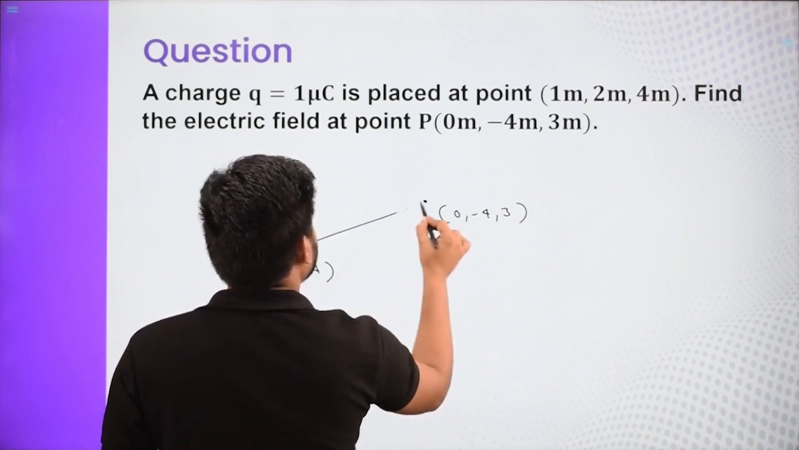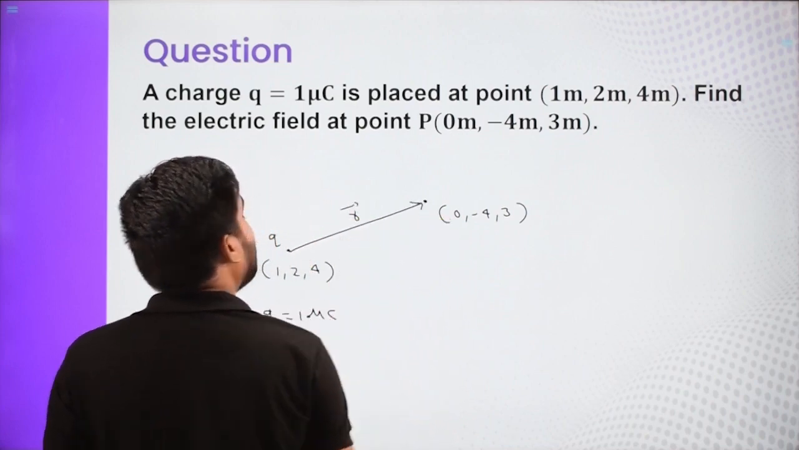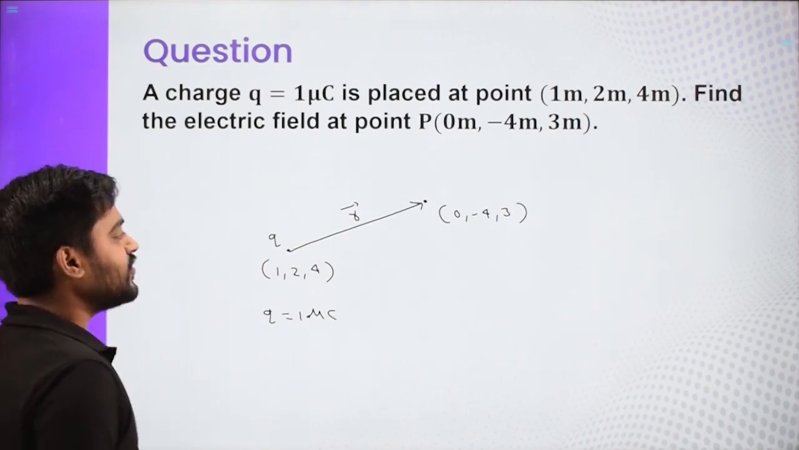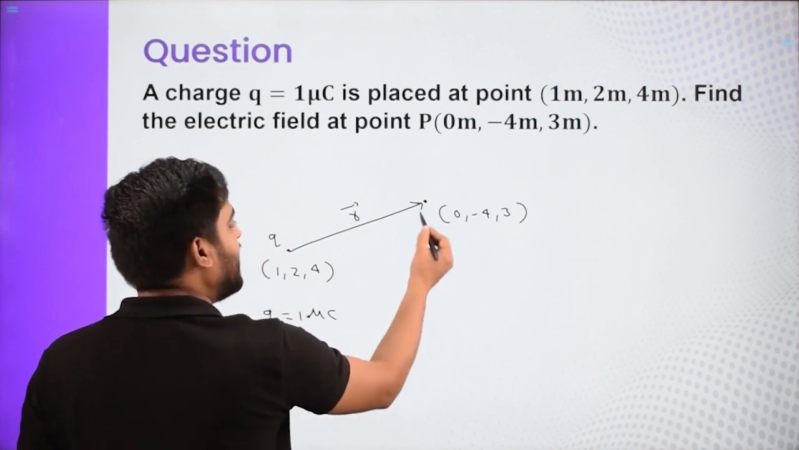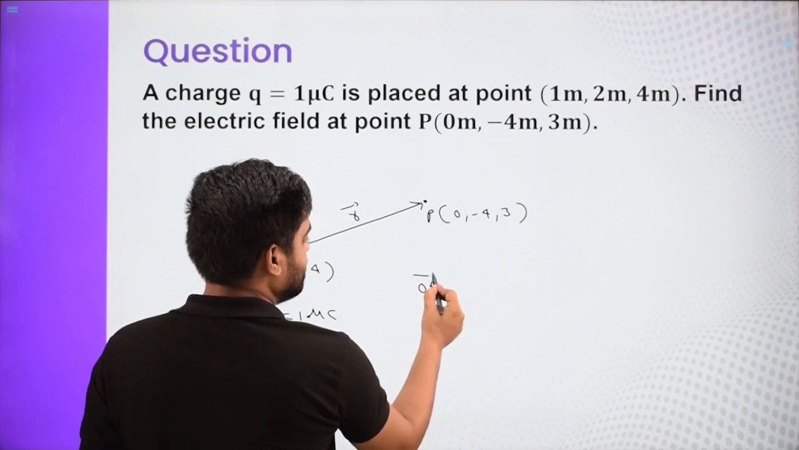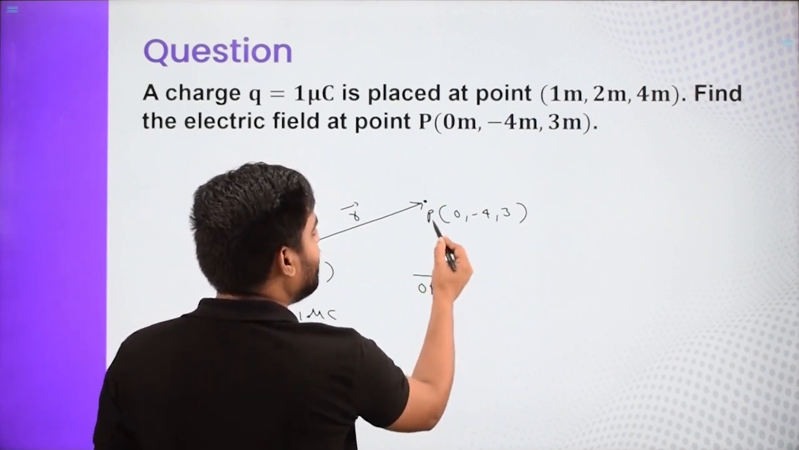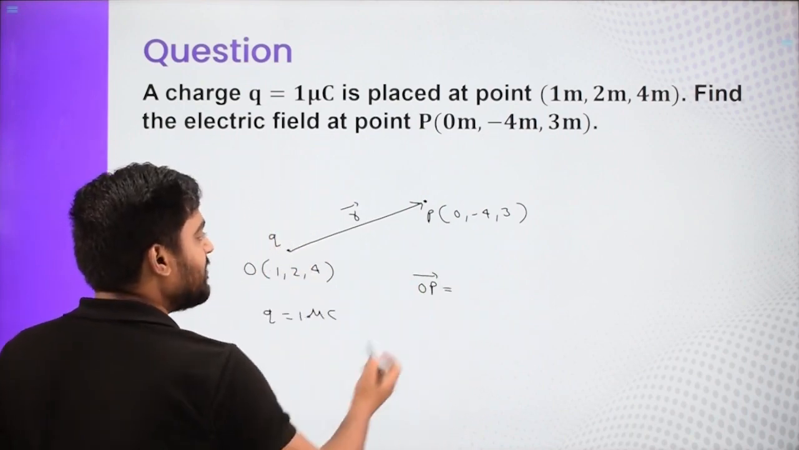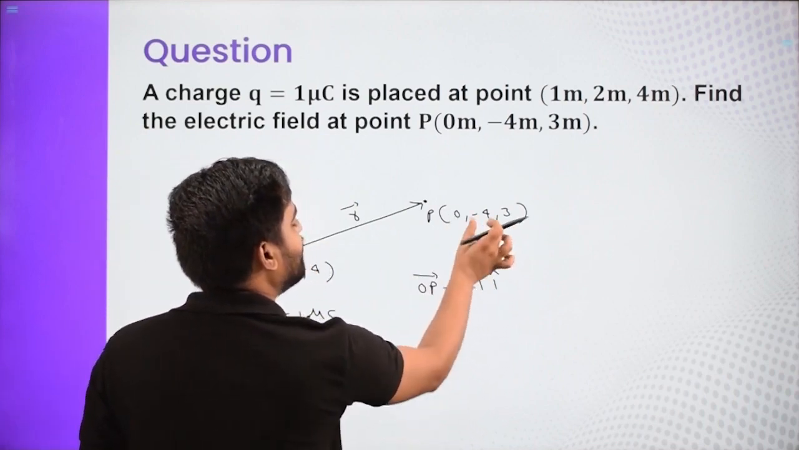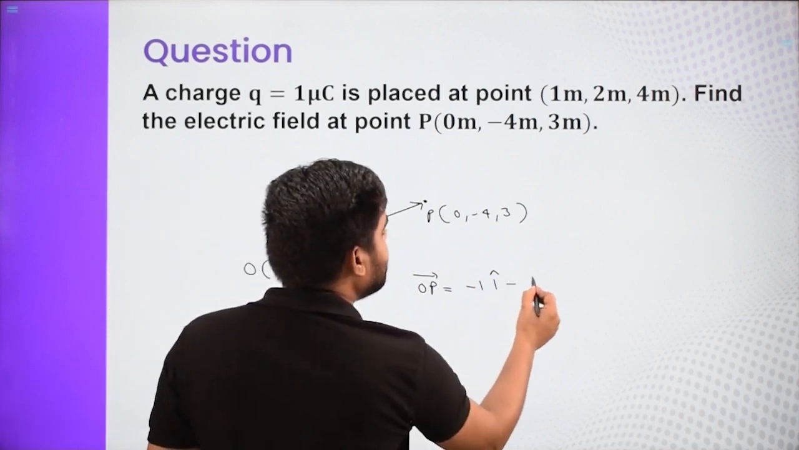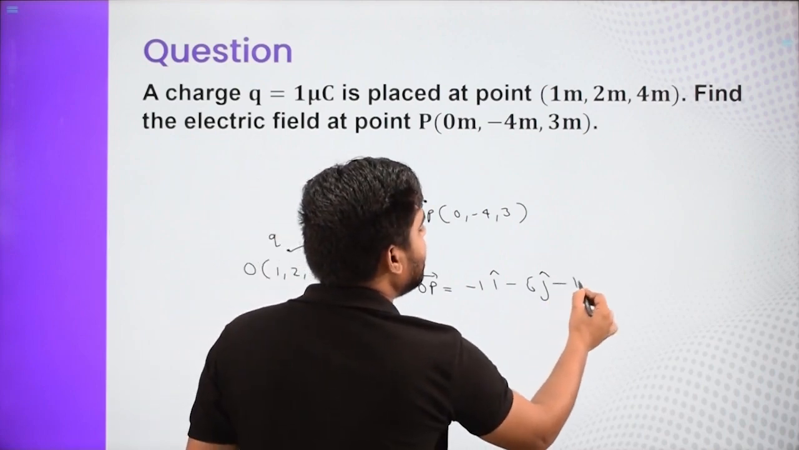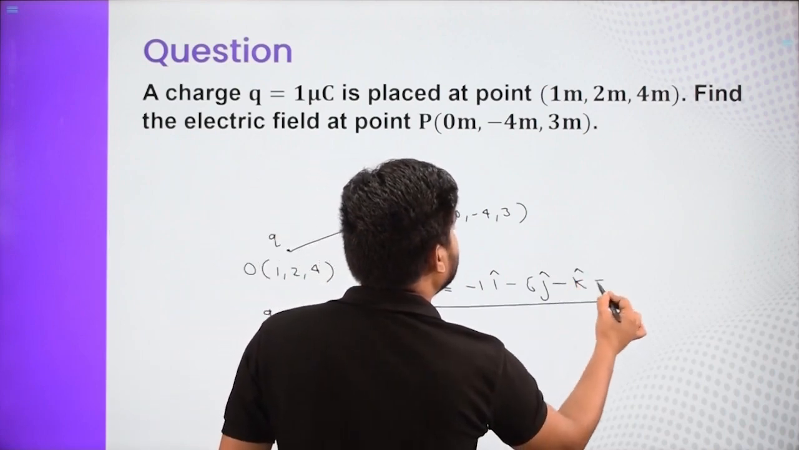So this is my R vector, and I need both the magnitude of R vector and R cap. So first I am finding this R vector. How do you find position vector of P? Let us call it A. So my OP vector is nothing but position vector of P minus position vector of O. So I am going to do 0 minus 1, that is minus 1 I cap, minus 4 minus 2, that is minus 6 J cap, 3 minus 4, that is minus 1 K cap. So this is my R vector.